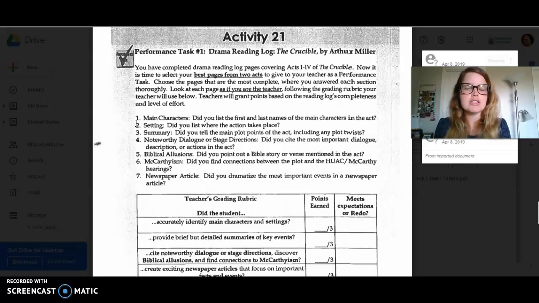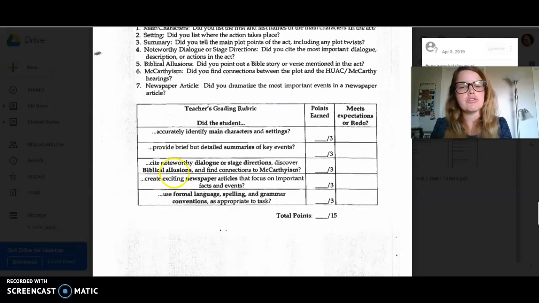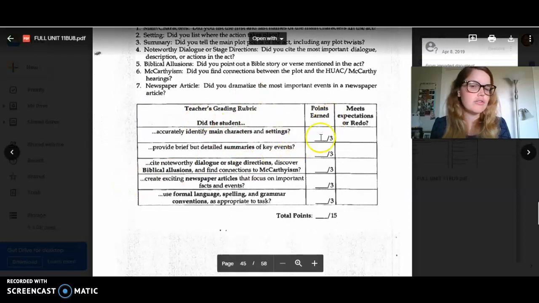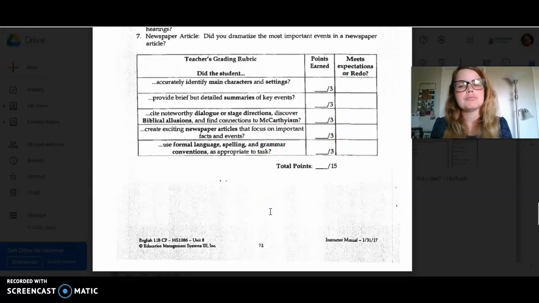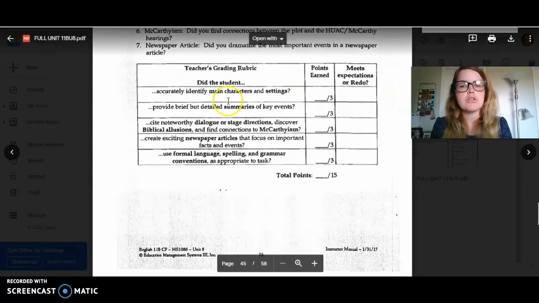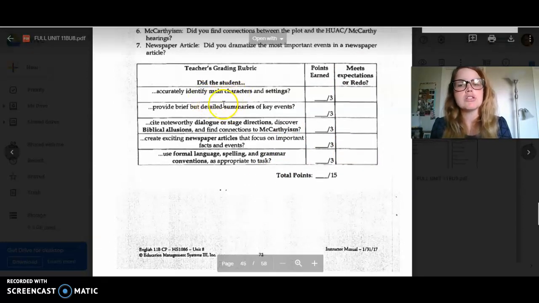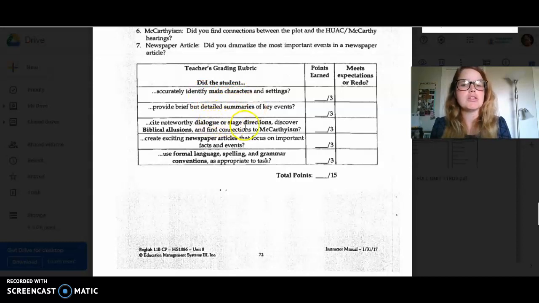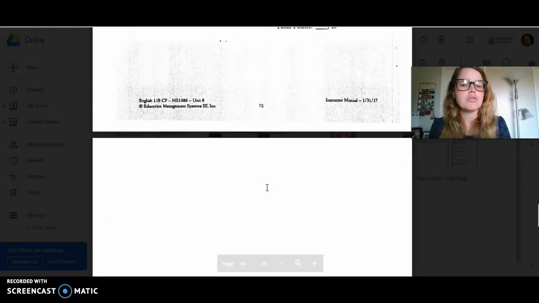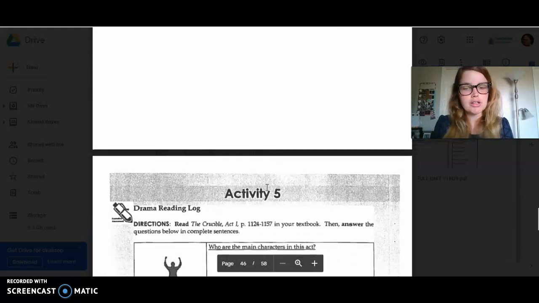So first it has a self-scoring rubric, so you want to look at all of the different aspects and score yourself. Think about it. You don't have to actually write anything here. This is more for me, and then I'll score you there. So did you identify the main characters? Did you give me detailed summaries? Did you tell me the date, dialogue or stage directions, biblical allusions and connection to McCarthyism, newspaper articles, and formal language?